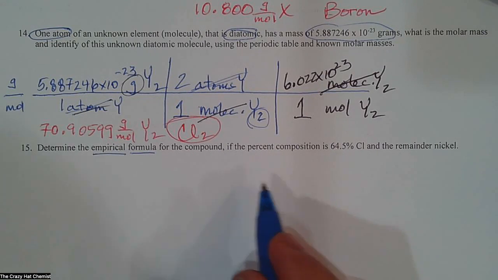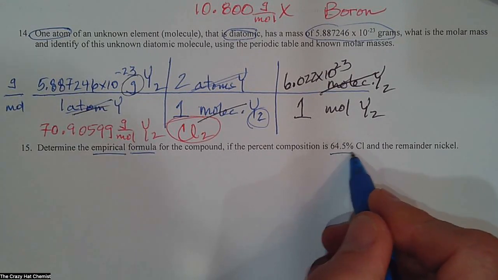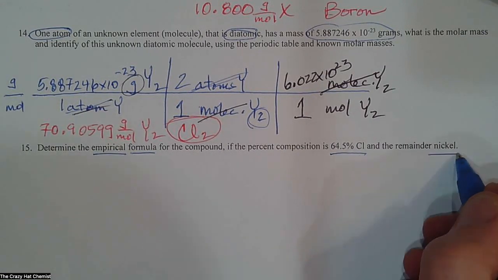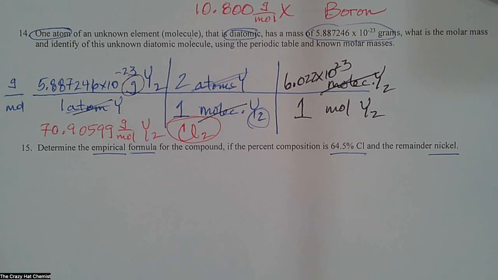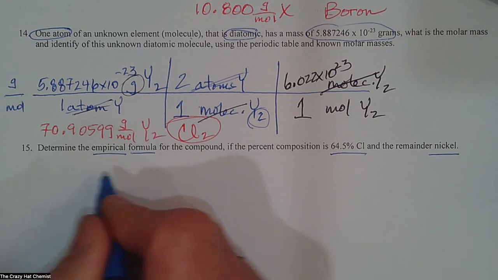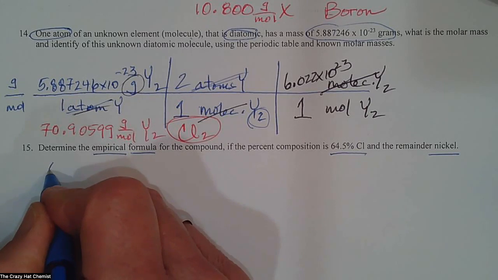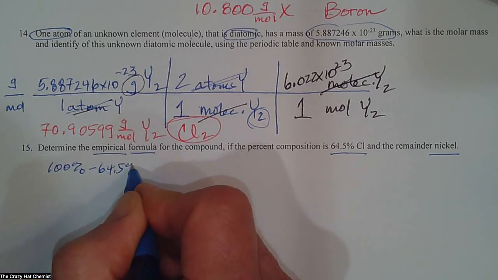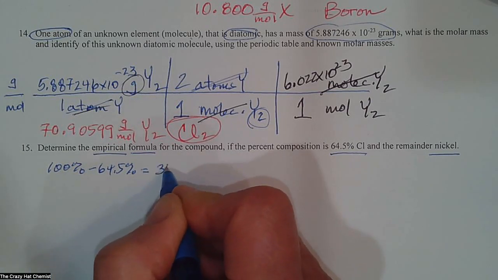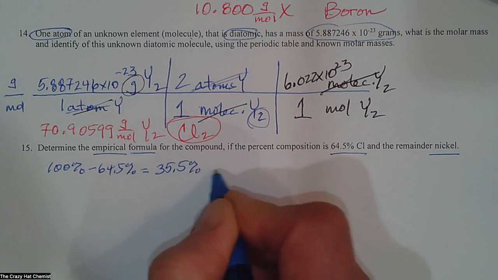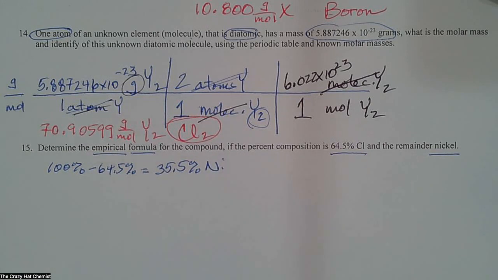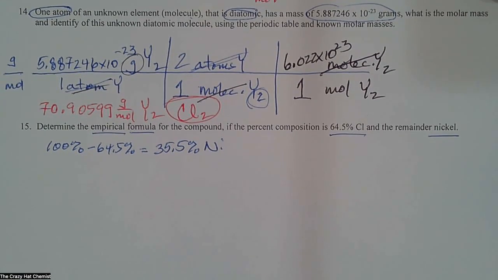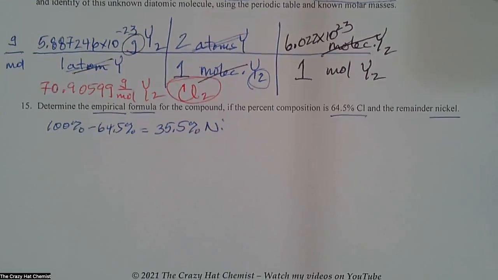So it says that this compound is 64.5% chlorine and the remainder of it nickel. Okay, so we're going to figure out the remainder amount, which is the nickel amount. So we're going to take our 100% minus the 64.5%, and that will equal 35.5%, and that is for the nickel. Okay? All right.